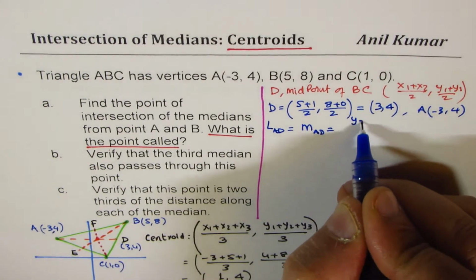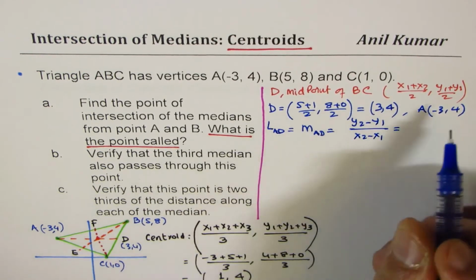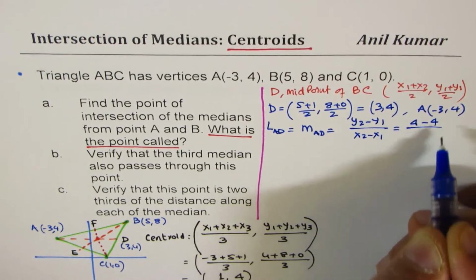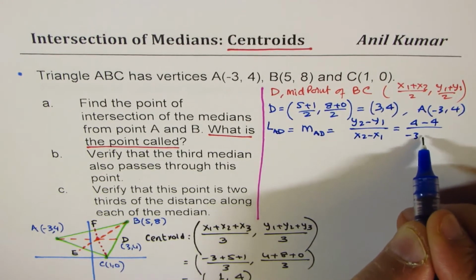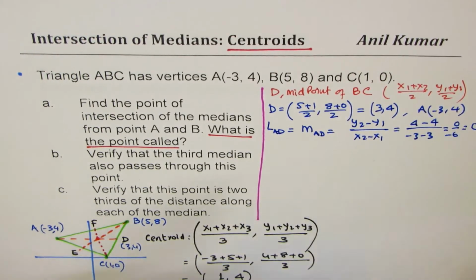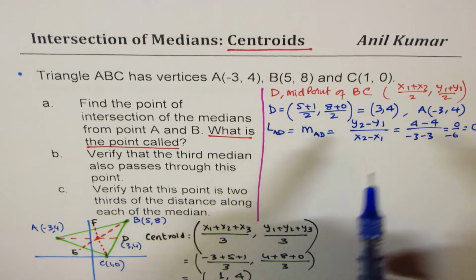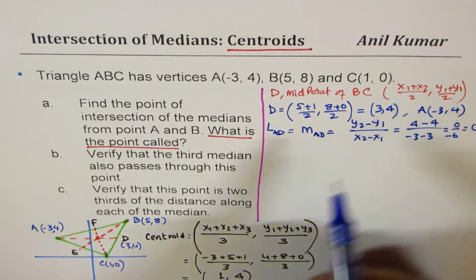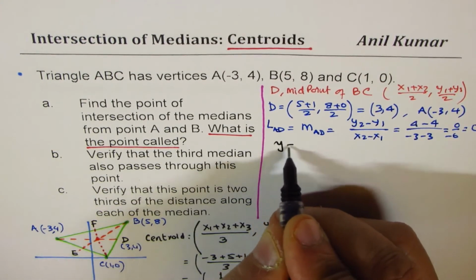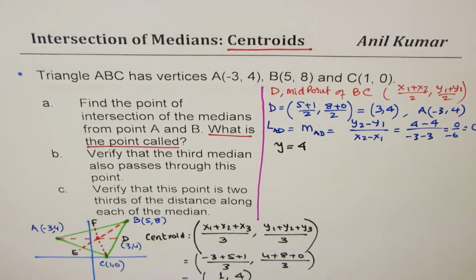For the slope, we'll use the formula y2 minus y1 divided by x2 minus x1. That gives us 4 minus 4 divided by minus 3 minus 3, which is 0 over minus 6, which is 0. Since the slope is 0, it's a horizontal line, as you can see, y points have 4. So the equation of AD is y equals 4. Right? So that becomes the equation of the line AD.